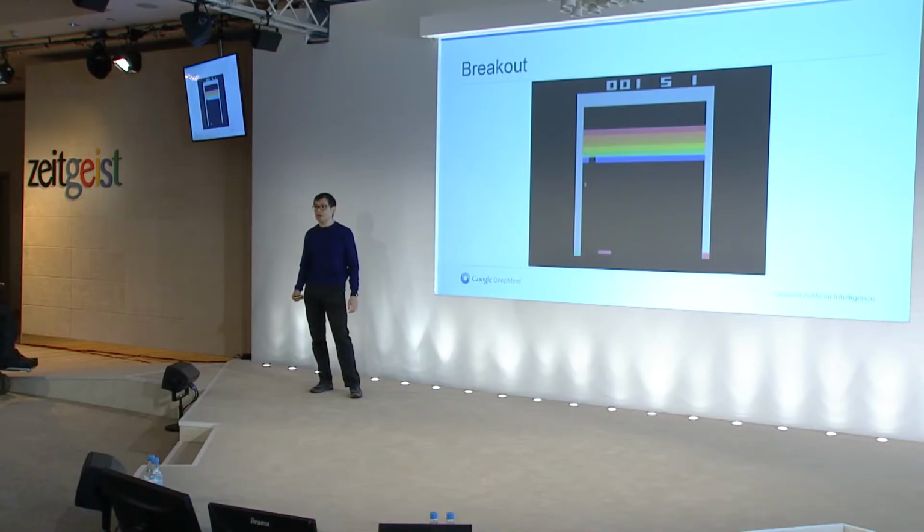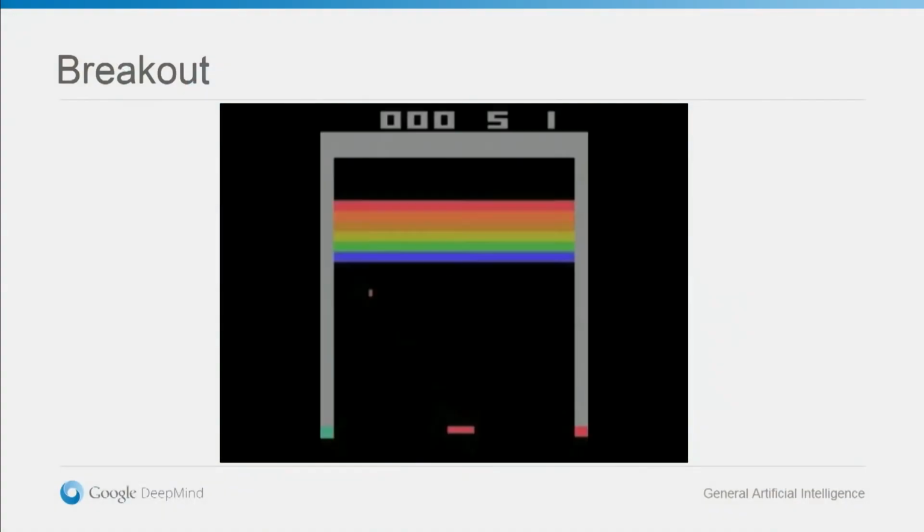This is the second video. It's my favorite video, actually. This is a game of Breakout, and there are more gradations here of the agent getting better, the system getting better. This is after 100 games. So just 100 games.